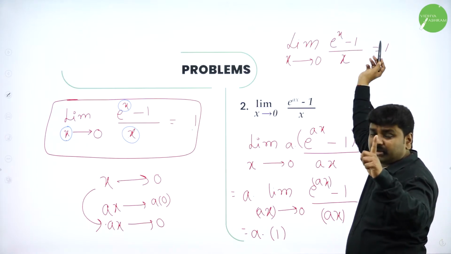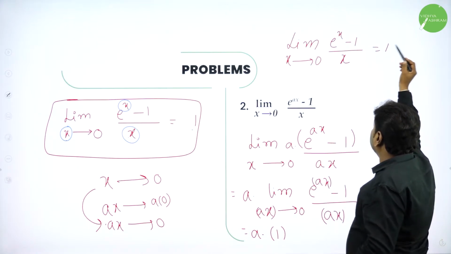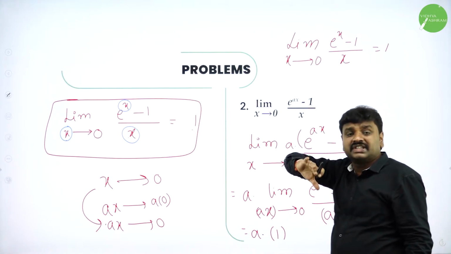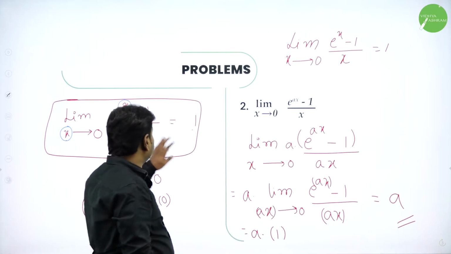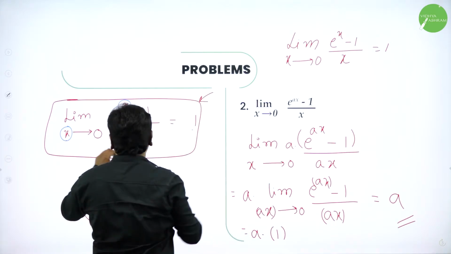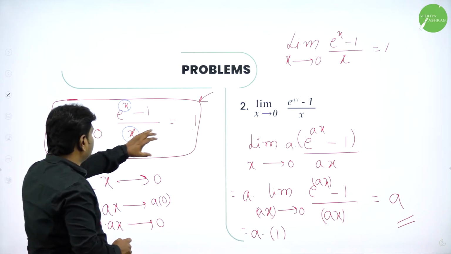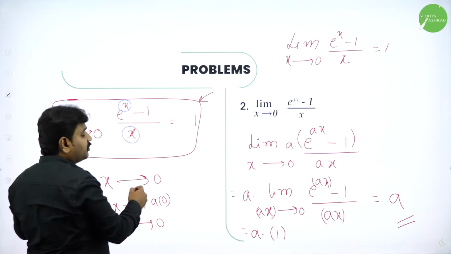E power 0 is 1. 1 minus 1 is 0, so 1 minus 1 is 0. Suppose if we directly put 0 in place of x, it becomes 0 by 0. When we apply the limit, we should not get 0 by 0. That's why we should use the theorem or formula. What is the formula? Limit x tends to 0, e power x minus 1 by x is 1. Means if these three are the same, the answer is 1.